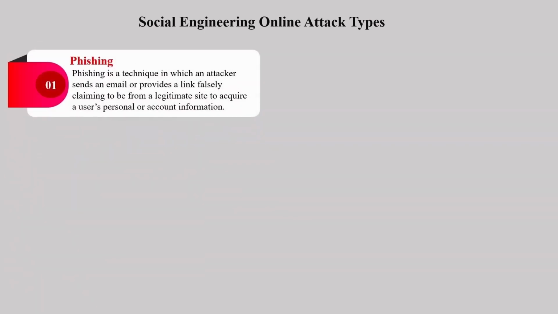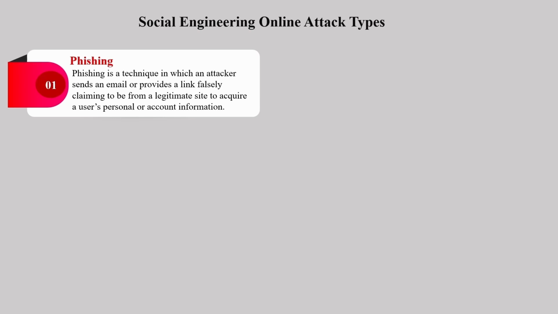Social engineering online attack types. Okay, let's see the first one, that is phishing. So basically, phishing is a technique in which an attacker sends an email or provides a link falsely claiming to be from a legitimate site to acquire a user's personal or account information.